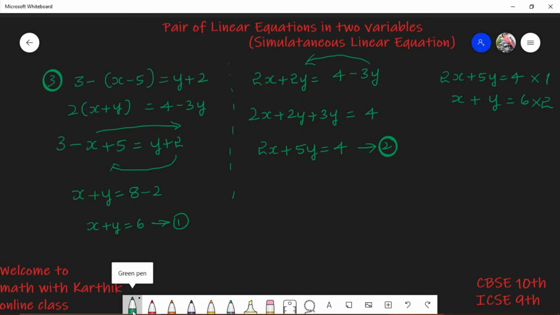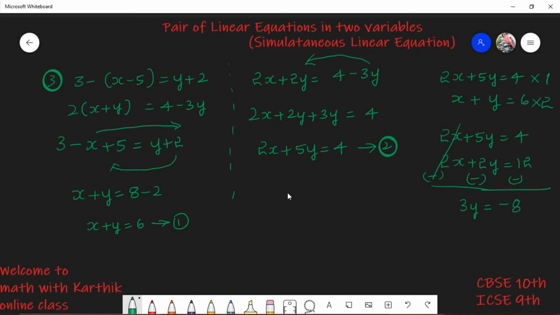So now the equations become what? 2x plus 5y is equal to 4. 2x plus 2y is equal to 12. Now change the sign. Why? Because both are positive. So change the sign. Plus 2x minus 2x cancels. Plus 5y minus 2y, that is 3y, is equal to minus 8. So y will be equal to minus 8 by 3.